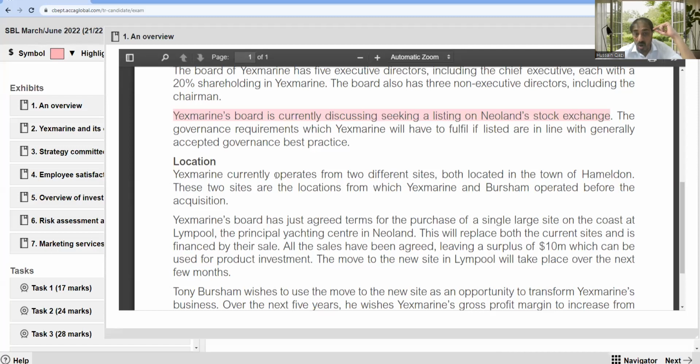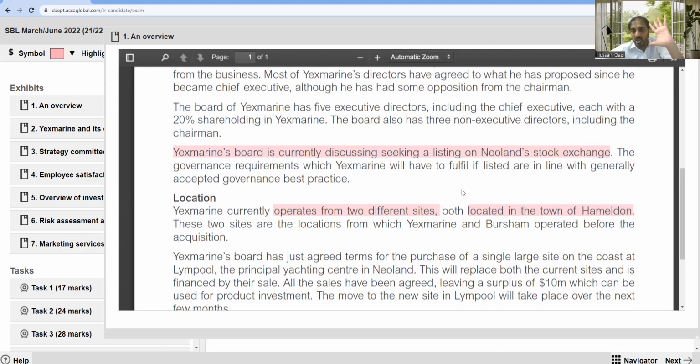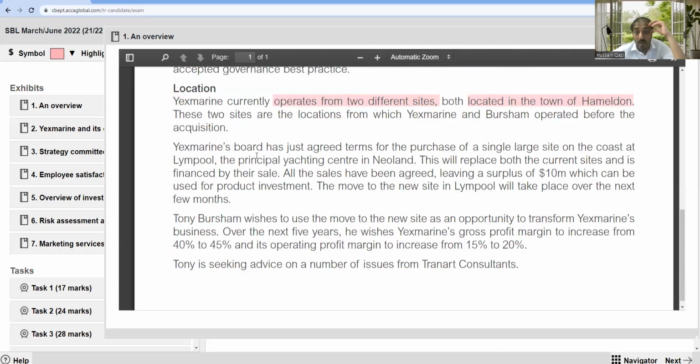Location. X Marine currently operates 2 different sites, both located in the town of Hamilton. These 2 sites are the locations which X Marine and Bersham operated before acquisition. The locations have not changed and it's local. The X Marine board has just agreed the terms for purchase of a single large site on the coast at Limepool, the principal yachting center in Newland. Okay, this is relevant for us. This will replace both current sites and be financed by their sale.